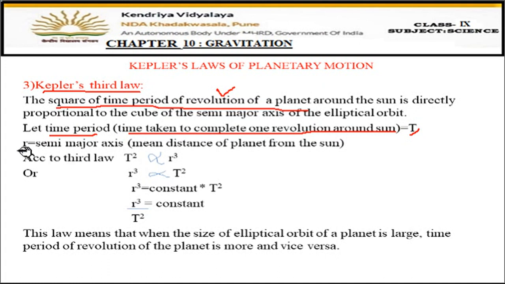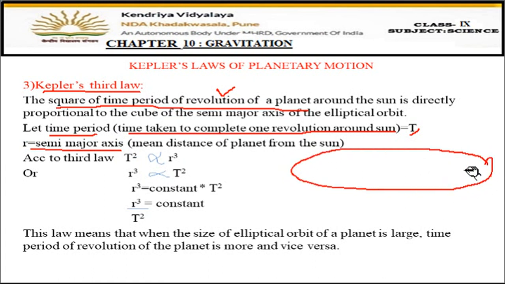And R is the semi-major axis, right? Semi-major axis means, as we have seen, that this is the elliptical orbit, and this is the major axis. So semi-major means half, right? So at the half point the sun is present, suppose, and the planet is here. So R is the mean distance of the planet from the sun. So R is the distance between the sun and the planet.